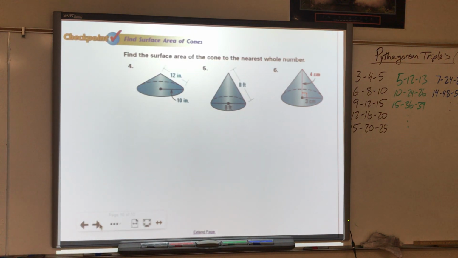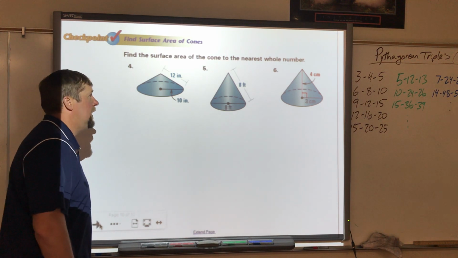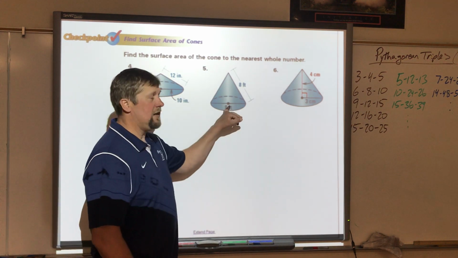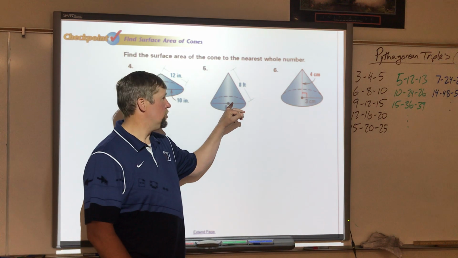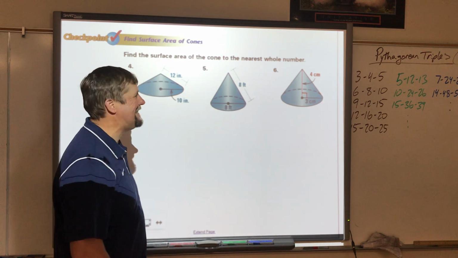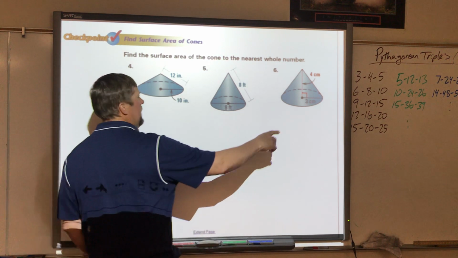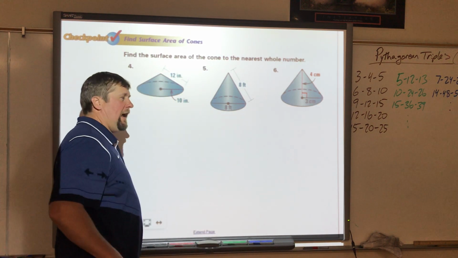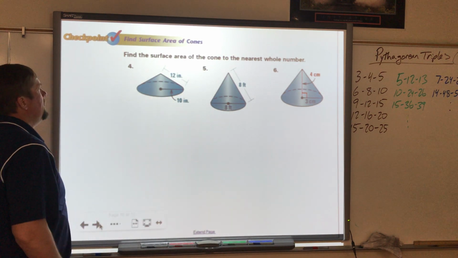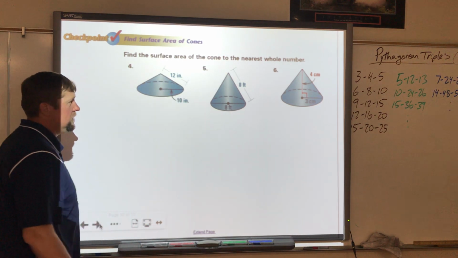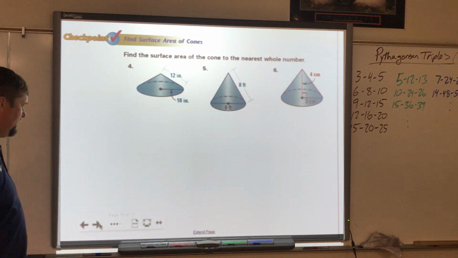Okay, try these, pause the video, try these and see if you get the right answer. Now, the tricky part on number 5 is they give you the diameter. Make sure you only use the radius, which of course is half the diameter. Number 6, you have to figure out the slant height. Number 4, they give you it all, so it's okay. So go ahead, pause the video and try it.